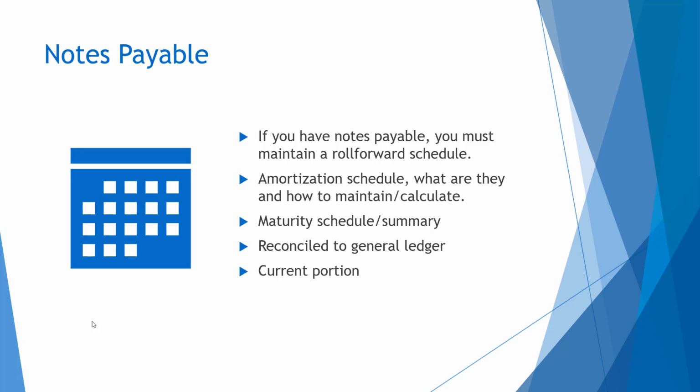because when you take out a note, you're not paying an even principal amount on the note as it goes down. You're paying an even payment amount, and that payment is split between principal and interest. And so when you take out a note, you want to make sure the bank gives you an amortization schedule.